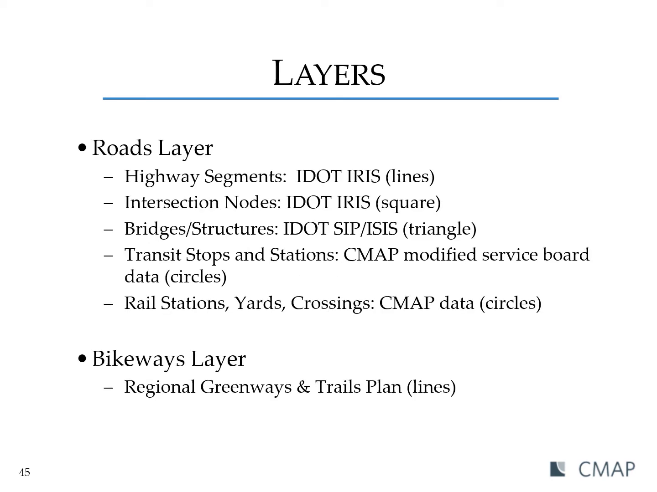So again, there are two layers. This slide details the source and symbol for each characteristic of the two layers. So the data either comes from the I.Iris system or CMAP data, and then our bikeways layer comes from the Regional Greenways and Trails Plan. So you'll see here that the highway and trails are lines, intersections are squares, bridges and other structures are triangles, and then transit stops, rail stations, crossings are circles. I do want to note that bus stops are not included. There are just way too many of them to be on the map.